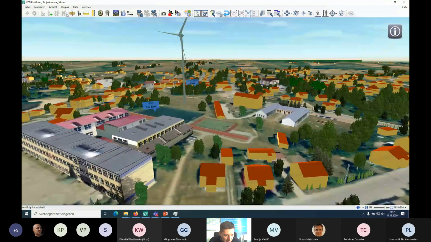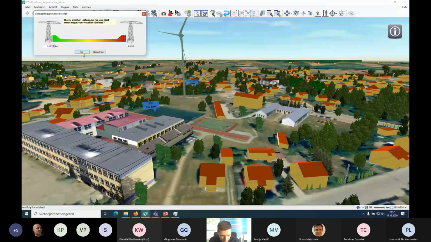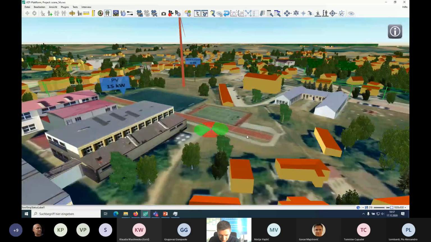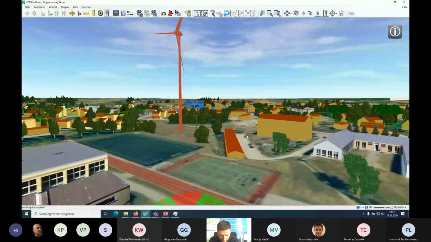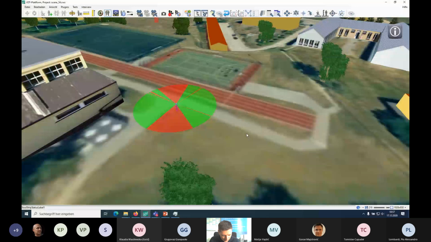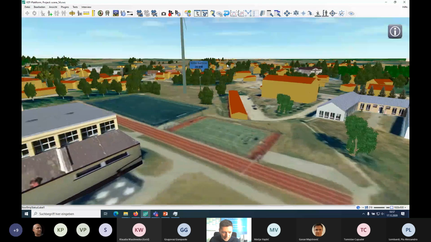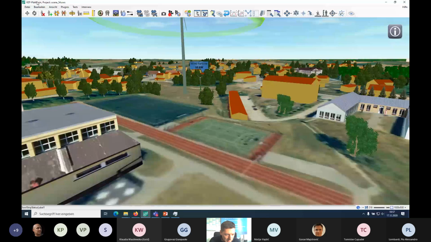So I should use this one in order to make a visibility test from the point. And then you can see where the infrastructure will be visible from this place. Yeah, also here the other components will be visible. Okay, so let's delete this windmill. Also, I can rotate it. I can move this windmill as well.